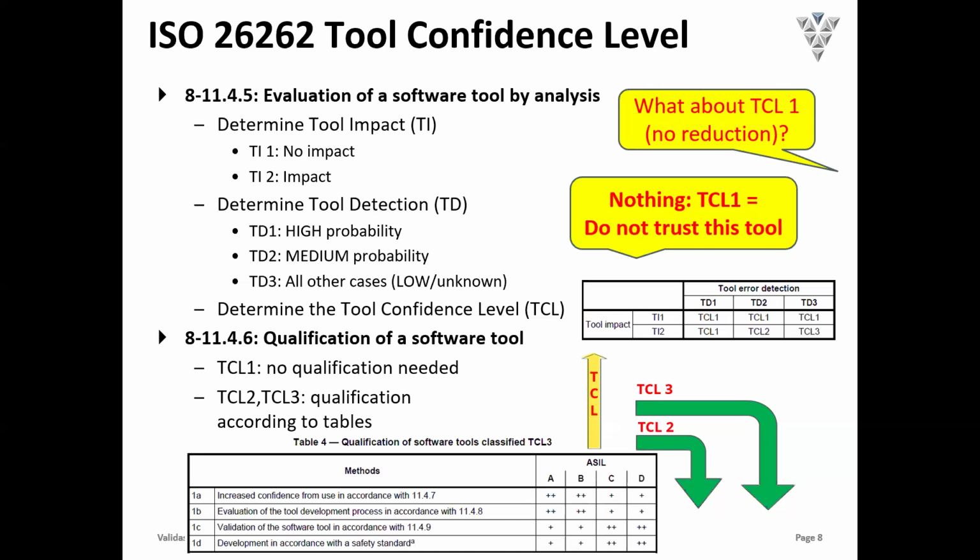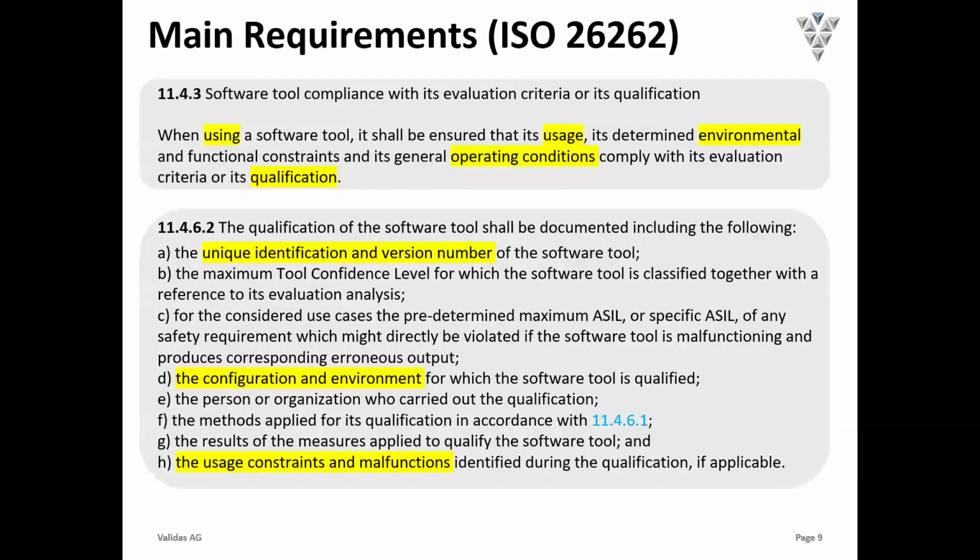They were proud and said so, but no, that's not a good argumentation, because if you sell a tool as TCL1, it means the tool user has to detect all potential errors of the tool by using it so carefully, meaning don't trust this tool. So if someone outside tries to argue, yeah, it's not qualified, it's TCL1, we don't need to, TCL1 means don't trust this tool. It can be dangerous.